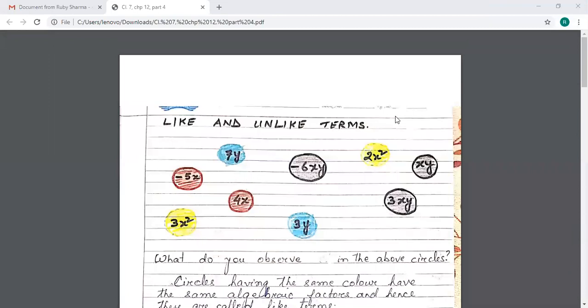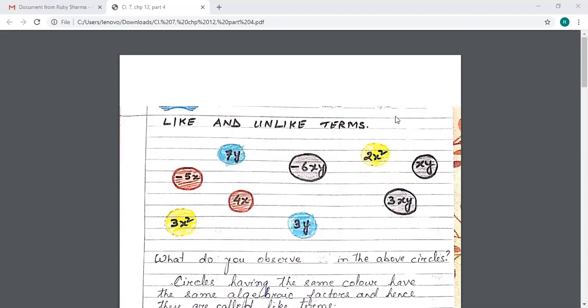Now can you see the colored parts? I've colored some terms. Some of the colors are same. Now what do you observe from here? I've colored 7y and 3y same. I've colored minus 5x and 4x with the same color. I've colored 2x square and 3x square with the same color yellow. xy and 3xy with the same color.